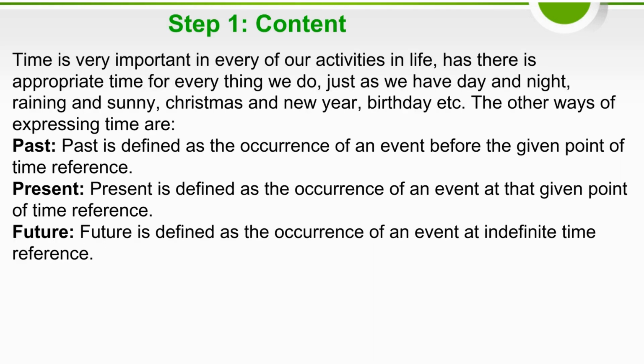Time is very important in every one of our activities in life, as there is an appropriate time for everything we do. Just as we have day and night, raining and sunny, Christmas and New Year, birthday, etc. The other ways of expressing time include the use of past, present, and future verbs. Past is defined as the occurrence of an event before the given point of time reference. Present is defined as the occurrence of an event at that given point of time reference, while future is defined as the occurrence of an event at indefinite time reference.